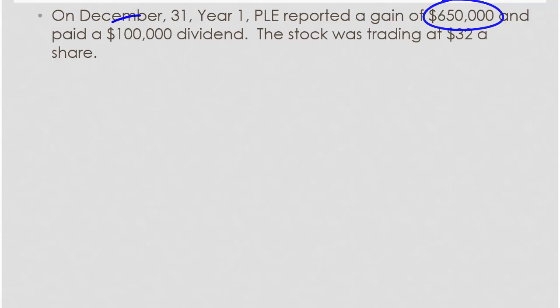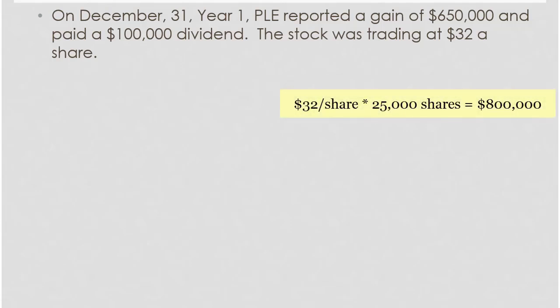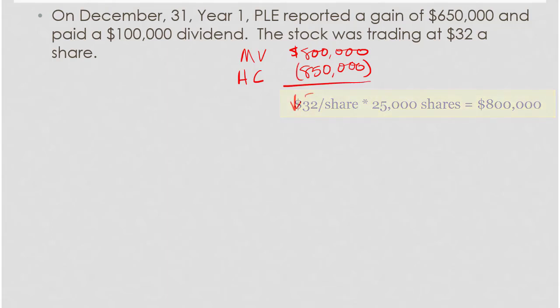We also find out that they paid a $100,000 dividend. We do care about that. And that the stock was trading at $32 a share. And we care about that because with our available for sale securities, we have to keep track of the change in market value. Let's start with the change in market value. $32 a share times 25,000 shares means that the market value is $800,000. I compare that with my historical cost, which was what I originally paid for it. And my value has dropped $50,000.